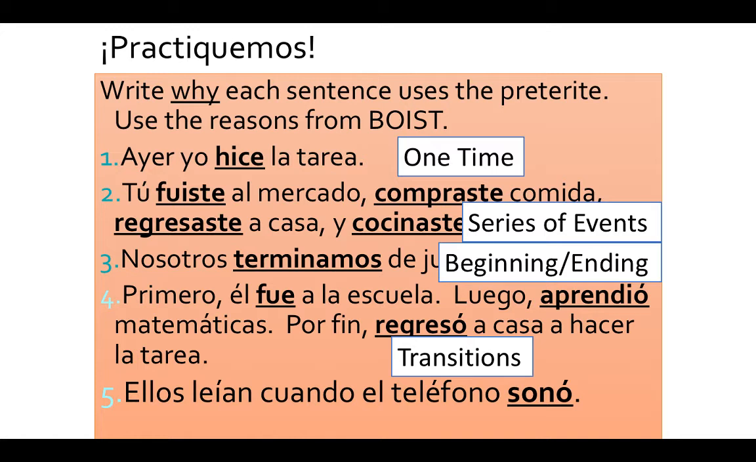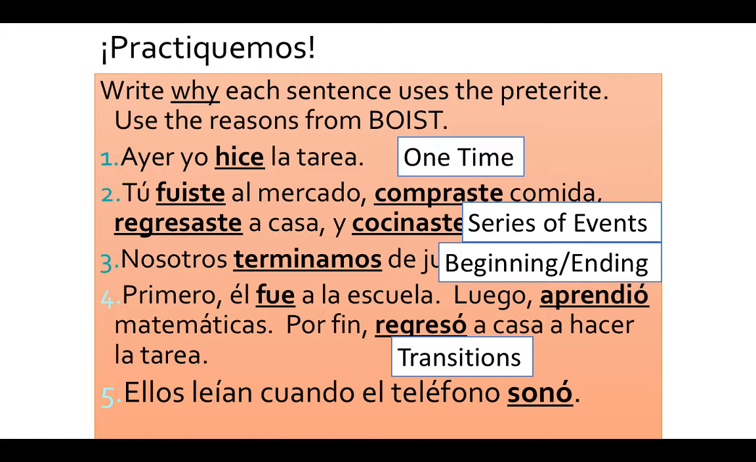Here's another great example. Number five, ellos leían. They were reading in the imperfect tense. Ellos leían cuando el teléfono sonó. They were reading when the phone rang. They were reading. This is my ongoing action.